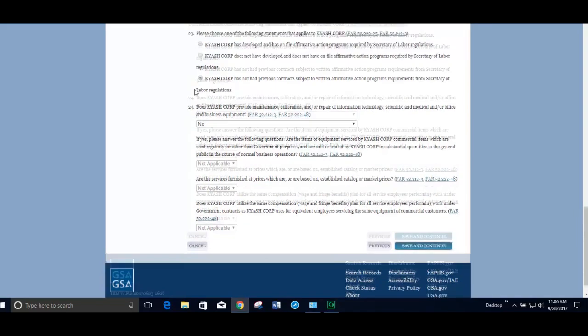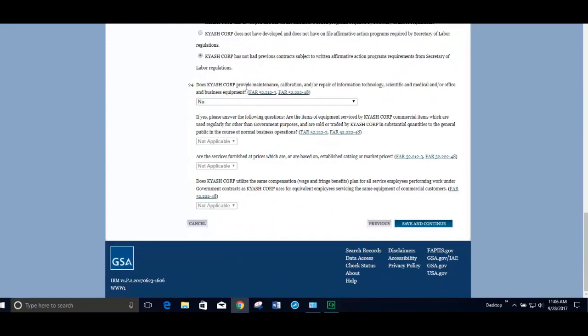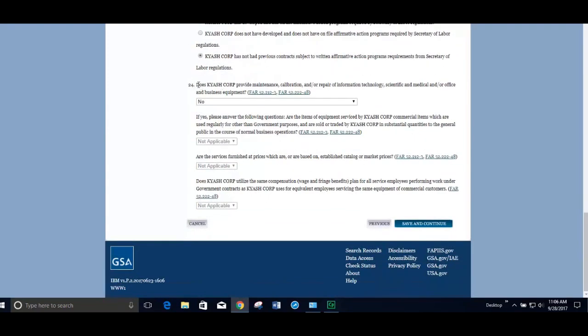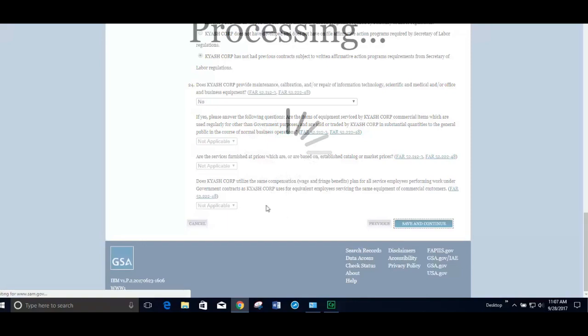Number 24. We just answered number 23. Does Kayash Corp provide maintenance, calibration, and/or repair of information technology, scientific and/or medical and business equipment? We'll say no. And these are a couple of other questions that you can check out that are not applicable to us. These are some sub-questions. We're going to hit save and continue.